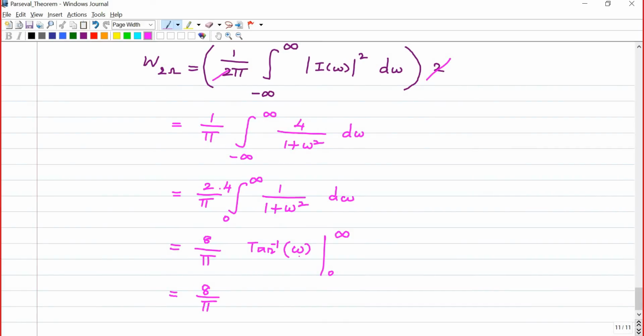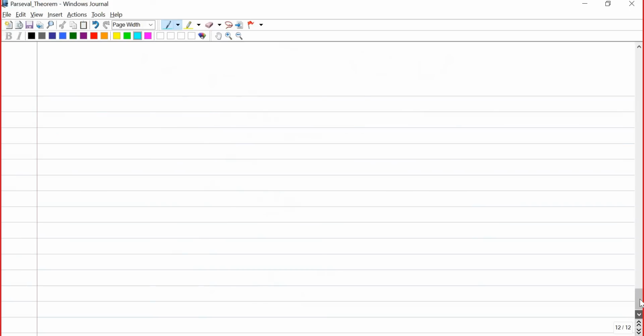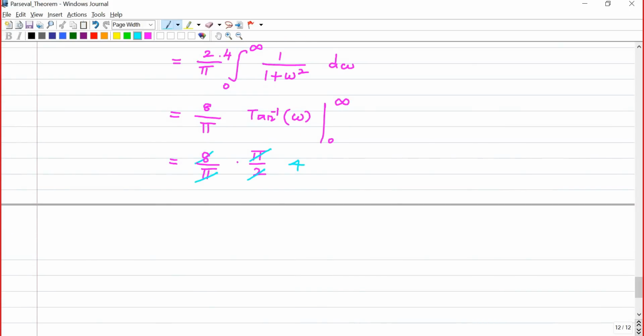8 over pi. Tan inverse infinity is pi by 2. Okay, tan inverse 0 is 0. So if you simplify this, pi gets cancelled. Okay, 4 times 2 is 8. So the total energy, from minus infinity to plus infinity, is 4 joules. The entire signal has 4 joules energy.